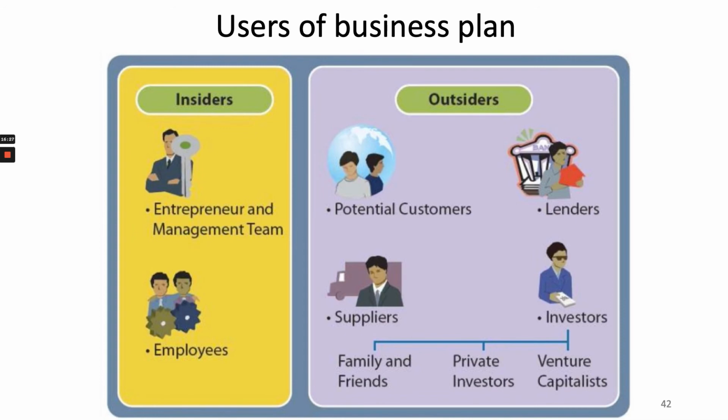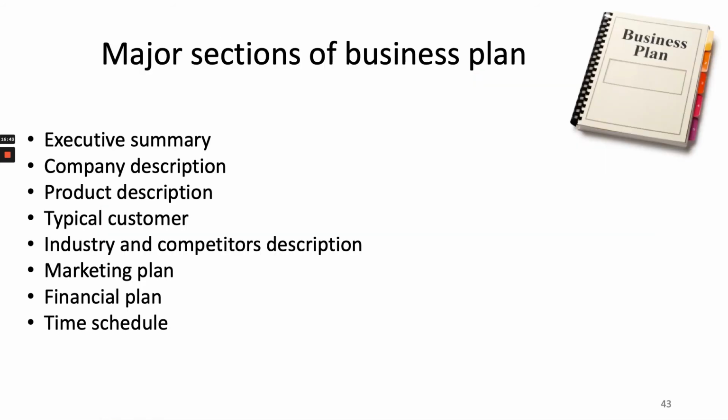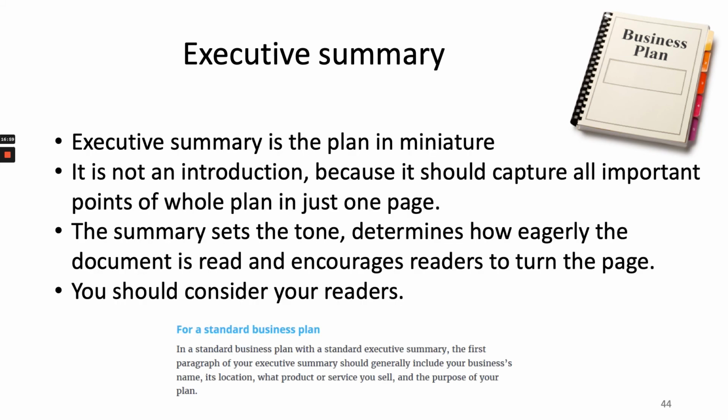The users of a business plan are insiders like the entrepreneur, management team, employees, and outsiders: banks, lenders, investors, suppliers, potential customers. All of them can actually be interested in your business plan. The major sections of a business plan are executive summary, company description, product description, typical customer, industry and competitor description, marketing plan, financial plan, and time schedule. We will go through them thoroughly.